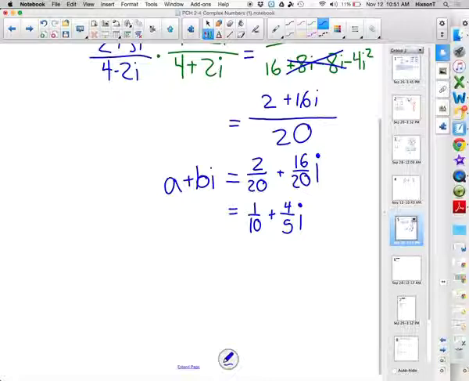Alright, so we rationalize the denominator, we split it into the real and imaginary parts, we reduce each one, to get our final answer in standard form.